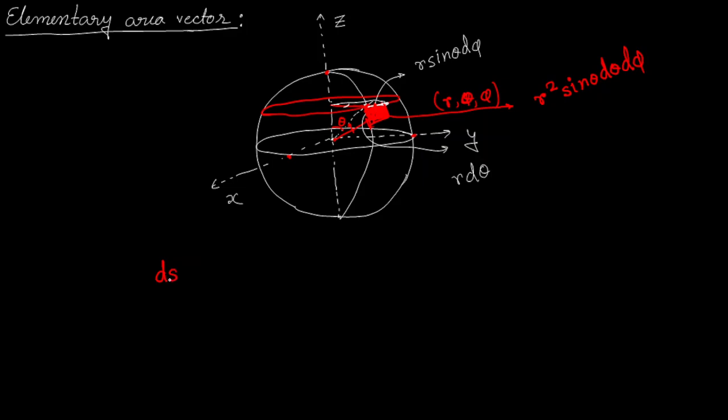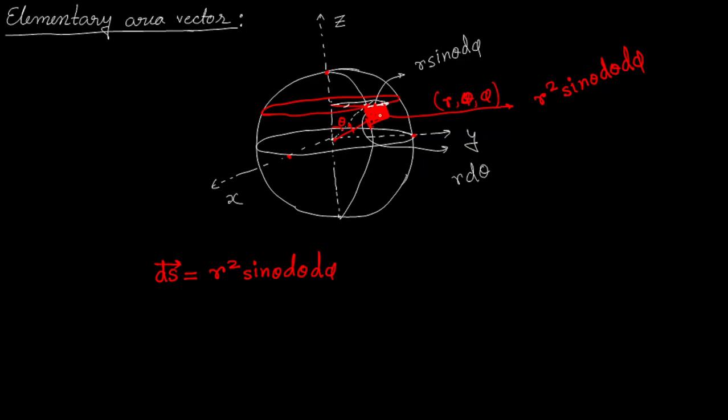So ds, what will be the magnitude of ds? It will be r square sine theta d theta d phi. Now this is an elementary area vector, so it will have some direction. What will be the direction?